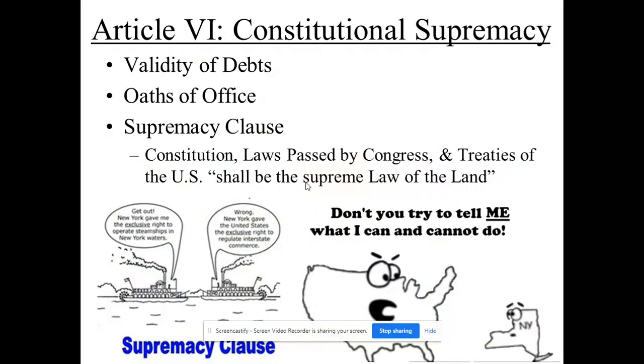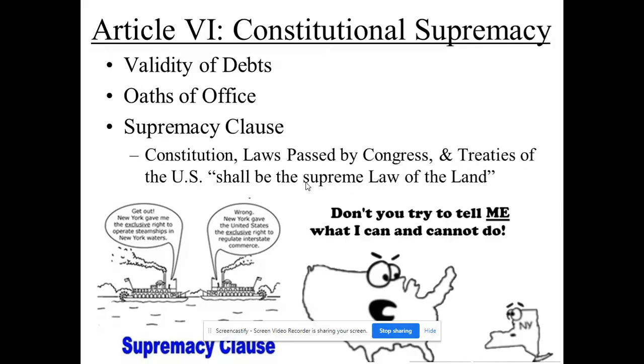All right, Article 6. Constitutional supremacy, or the supremacy clause. So there are a few parts to Article 6, but we're going to focus on the supremacy clause the most, but I do want to mention the other two parts, the validity of debts. So Congress had borrowed a lot of money during the Revolution and even after, and so this basically said that the new government would honor those debts. So the United States would still have to pay off those debts.